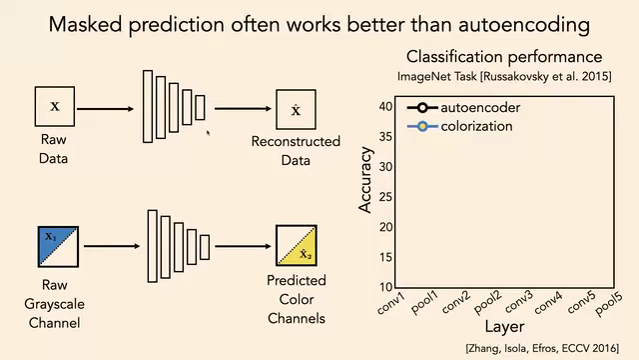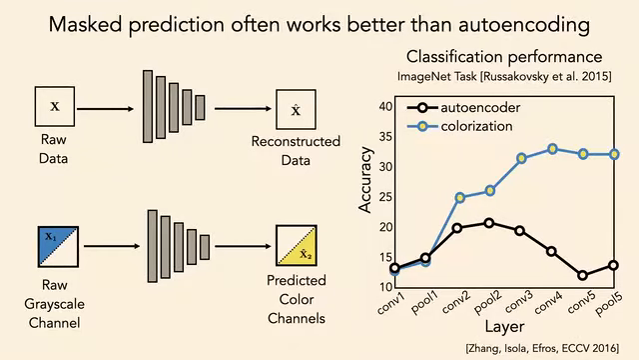OK, so here's what happens. As I go deeper in the network, you get this separation where autoencoding learns an OK representation, but masked prediction learns a representation which is more semantic. It linearly decodes ImageNet categories better. And this is something that I thought I had a good explanation for, and then I realized I don't.